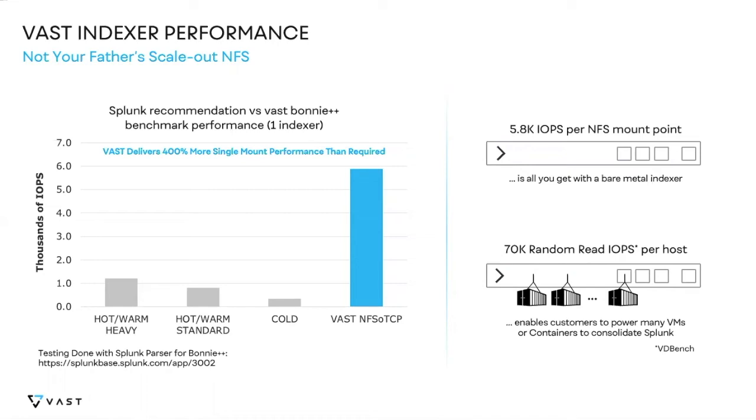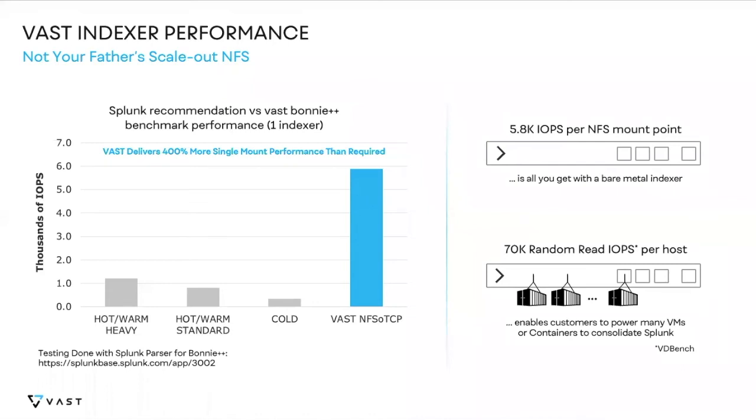And what we've been able to see is that from a single indexer, a cold bucket configuration can exhibit as many as about 6,000 IOPS, which is around 400% more than the single mount performance requirements that Splunk indicates that you need for hot buckets and very heavy workloads. Now that's for a single mount point in the NFS context. That's the machine mounting via a TCP connection, a single server on the VAST cluster.